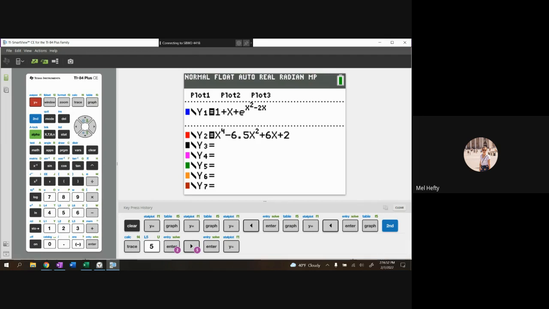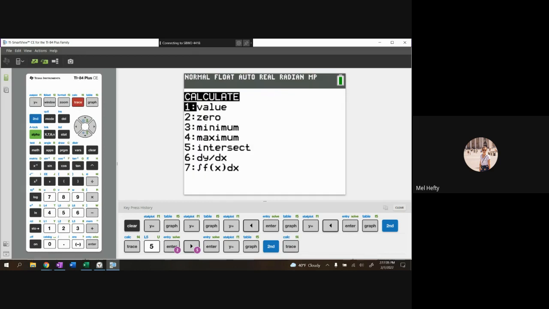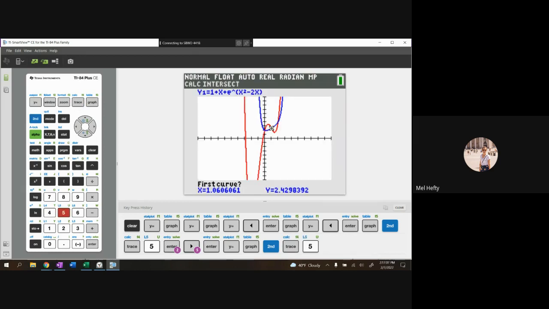Is it just the way you're scrolling on the calculator? I'm not scrolling to get it. If you're scrolling around to get it, make sure you're going to second, trace, intersection. First curve, second curve, and then press enter to get it. Otherwise it's going to give you a different number.